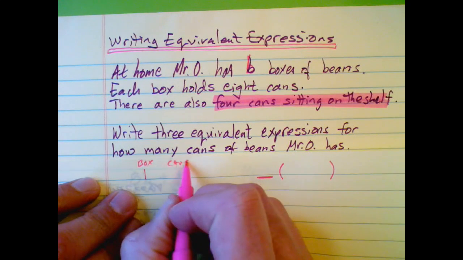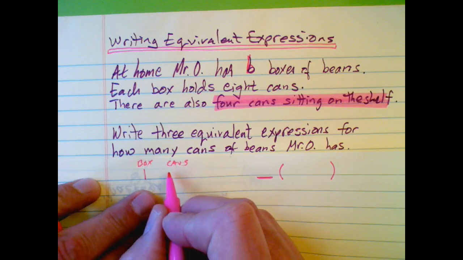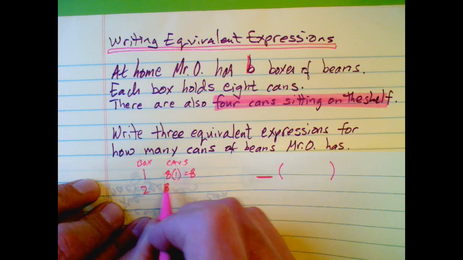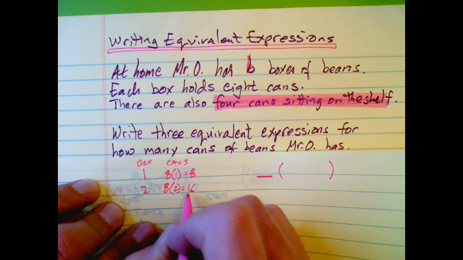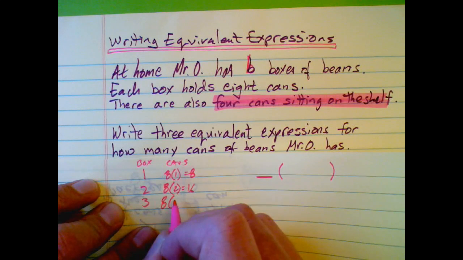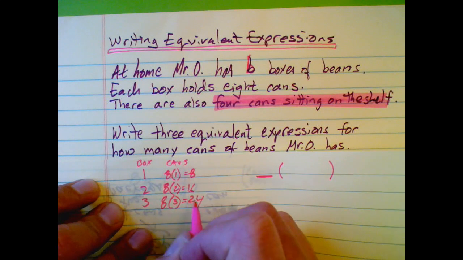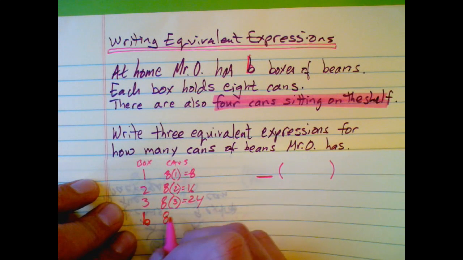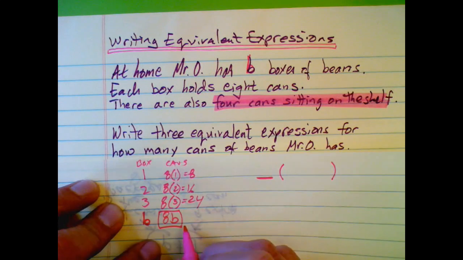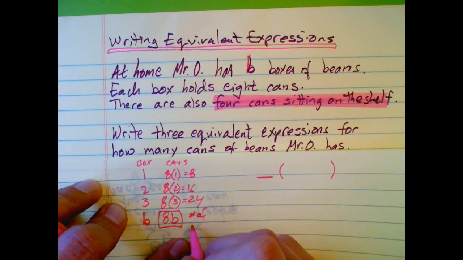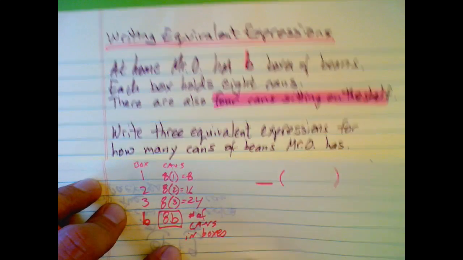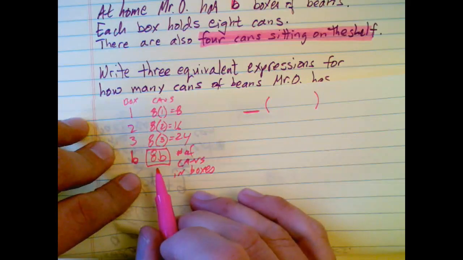And we eventually figured out that if we have one box, that would be 8 times 1, or 8 cans, right? If we had 2 boxes, that would be 8 times 2, or 16 cans. If we had 3 boxes, that would be 8 times 3, or 24 cans. If we had B boxes, that would simply be 8 times B. And that tells us the number of cans in boxes, no matter how many boxes we have. Okay, so we have 8B is the part that's in boxes.